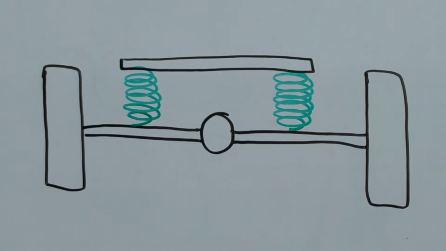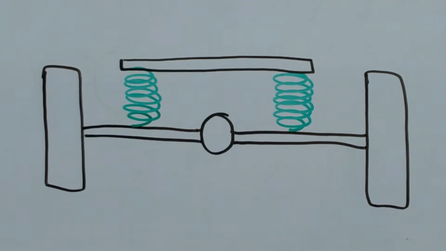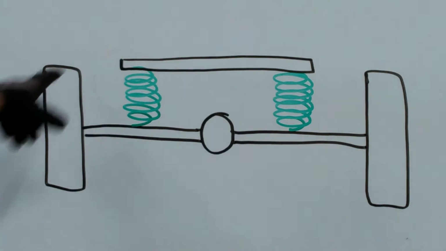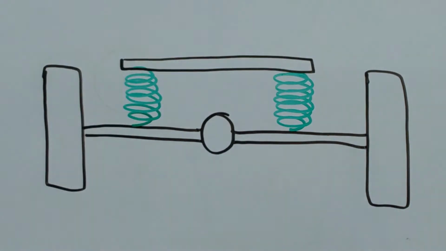The minimum is 3. This would be considered a 3-link suspension. If you have 4 links, 4-link suspension, 5-link suspension. So on this vehicle, we have the axle and the tires, and this piece represents the chassis of the vehicle. This is the simplified of the simplified.